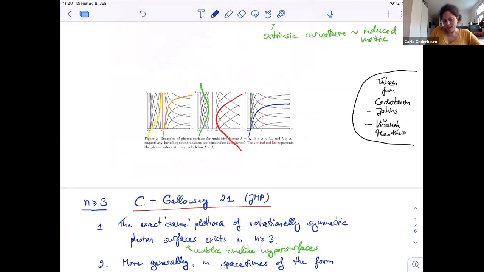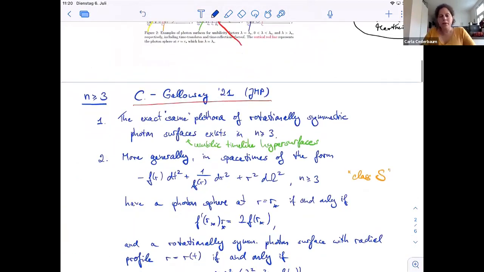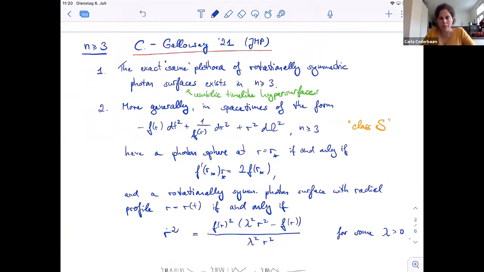And what I've looked at together with Greg Galloway in a work that's recently been published is the higher dimensional case, so the case where we have at least 3 spatial dimensions. And here is a list of the results that we find. So first of all, we find the exact same zoo of rotationally symmetric photon surfaces I just explained to you in these higher spatial dimensions, in particular in the 4-dimensional space-time case, where again a photon surface is defined as an umbilic time-like hypersurface.